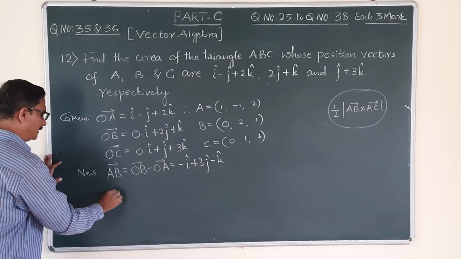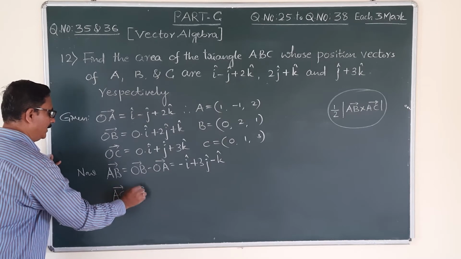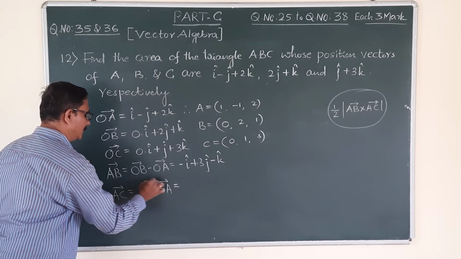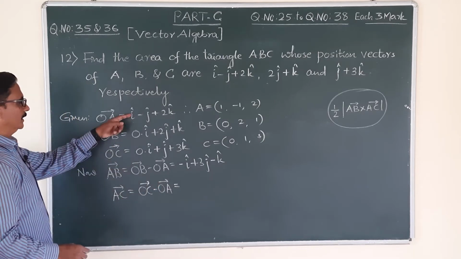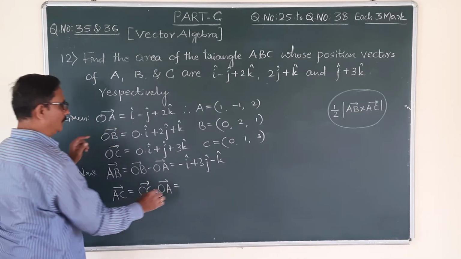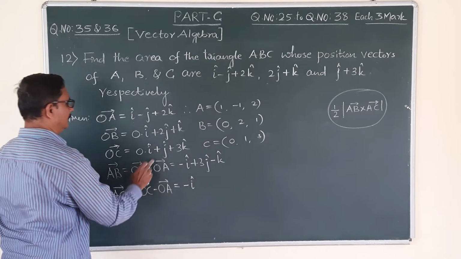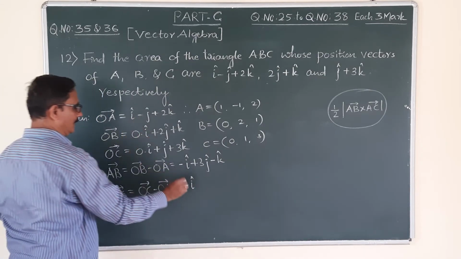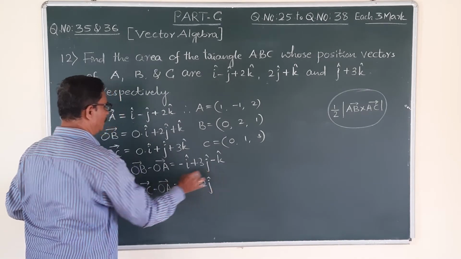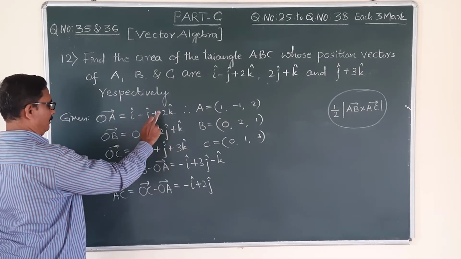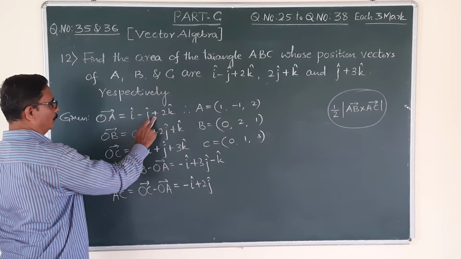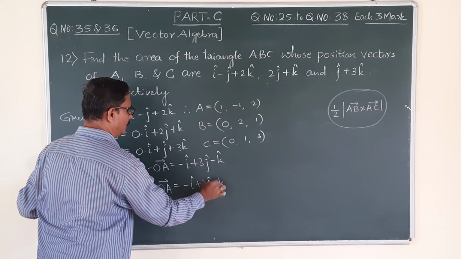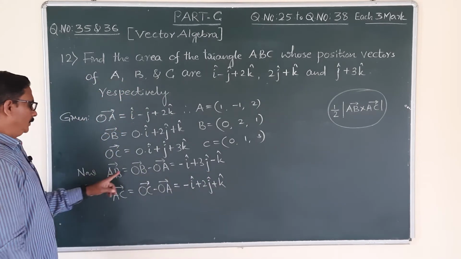Next, to find AC vector. AC is equal to OC minus OA, correct? OC vector minus OA vector: 0i minus 1i is minus 1i. 1j minus of minus 1j, plus 1j plus 1j is 2j. Then 3k minus 2k is plus 1k, right? We got AB and AC.